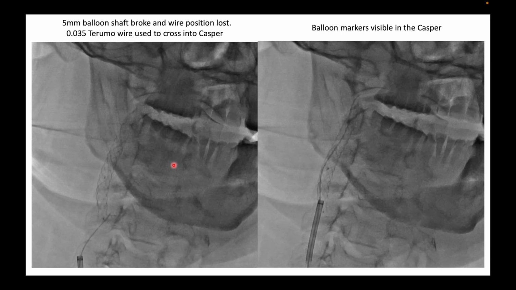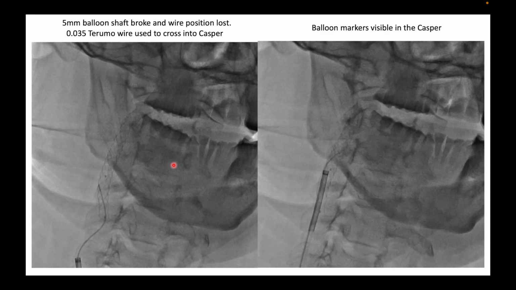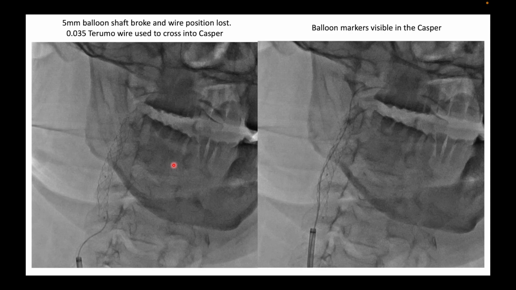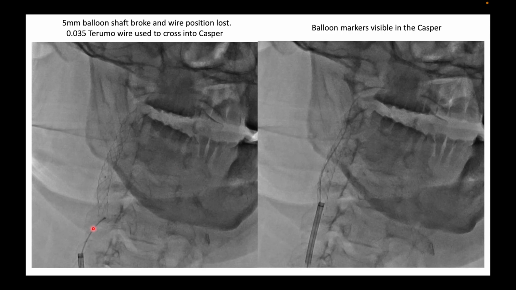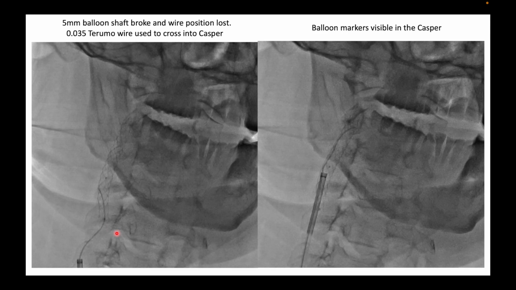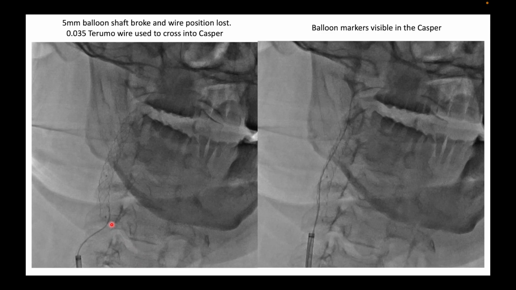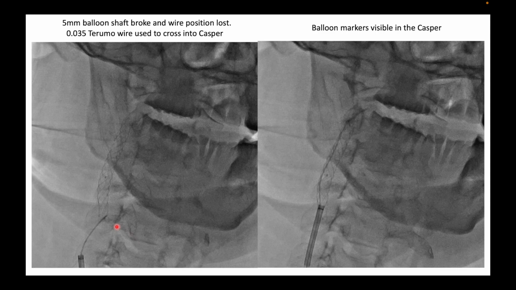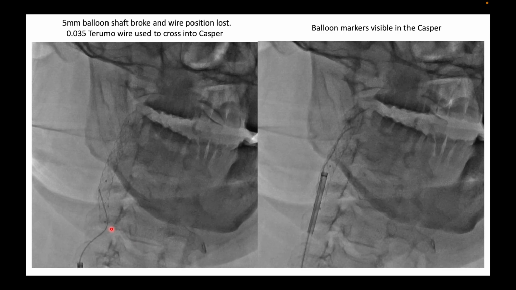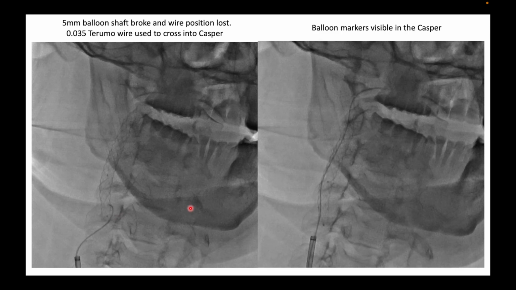We took the shaft out, and then we took a new 5 by 20 balloon and measured the length of the balloon, and we came to know that the balloon had broken very close to where this marker is. So there isn't much of a shaft hanging there. It's mainly within the stent. So then we took an 014 wire. It was difficult to take across, so we took an 035 wire and then took a Fubuki sheath into the stent over it.